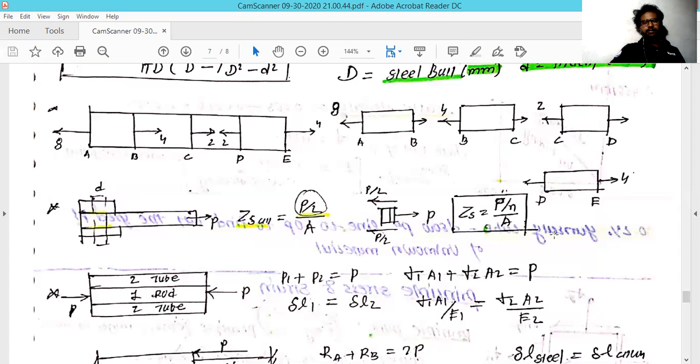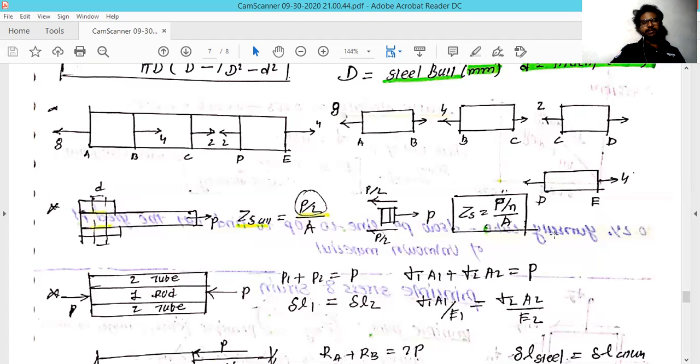Sometimes they might give you an in-between force which is unknown, like force P. The other forces they will give, and they will ask what the value of P must be if this is the total deformation of the rod.